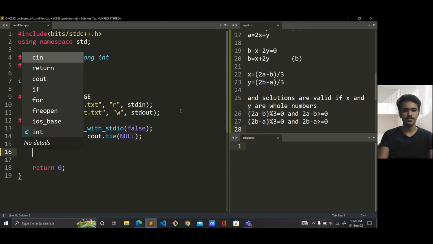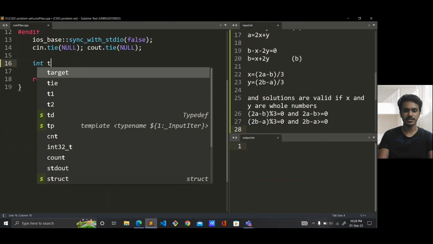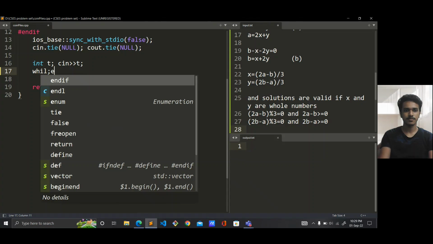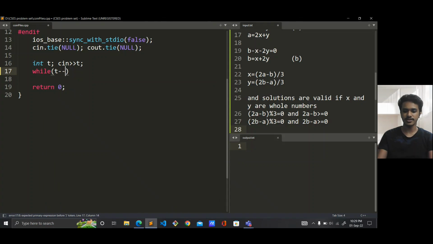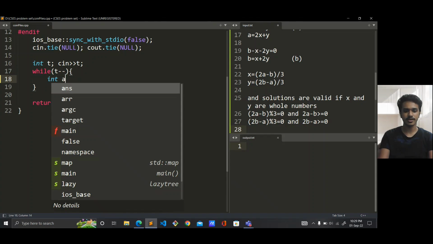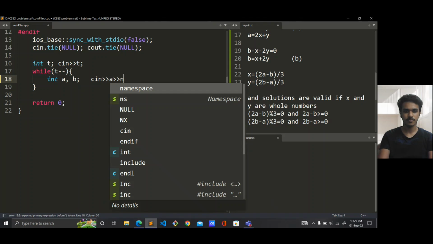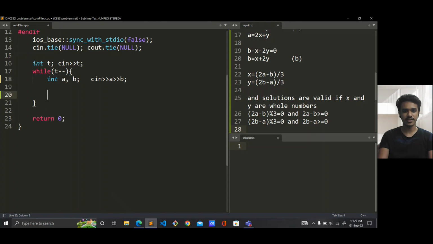The code is very simple. We first need to take the input, the number of test cases. Now for each test case, we are given two integers a and b, so we just need to input them. Let's define a variable x. x is equal to 2 times a minus b, as we have discussed in our approach. And let's define a variable y, which stores 2b minus a.